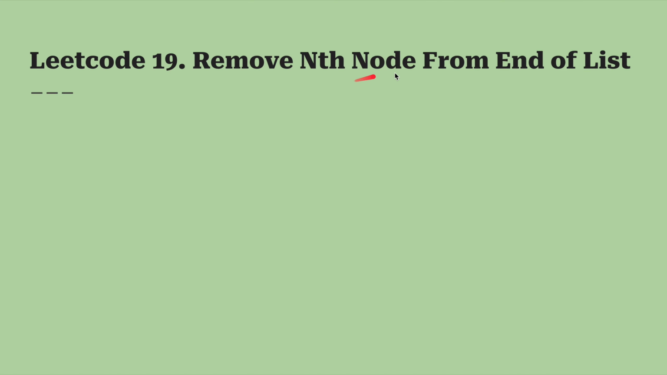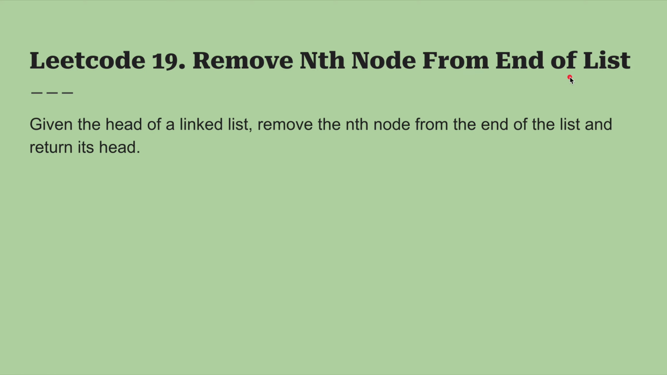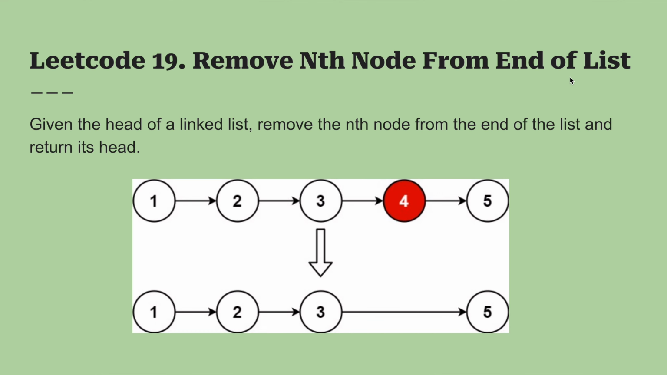We have to remove the nth node from the end of the list. The statement says that we are given the head of the list, and we have to remove the nth node from the end and return its head. For example, in a linked list, node 1 points to node 2, node 2 to 3, node 3 to 4, and node 4 to 5. Each node is connected with another node, because it is linked with others. That is why it is called a linked list.